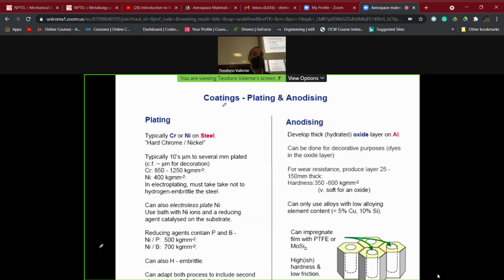Coatings instead, standard coatings, plating, I was referring to that before, typical chromium or nickel on steels, by using electrolytic-based methodologies. That is, we do have an electrolytic chemical bath in which, for example, we do have chromium ions which are reduced and then deposited on the surface, thus giving a coating itself.